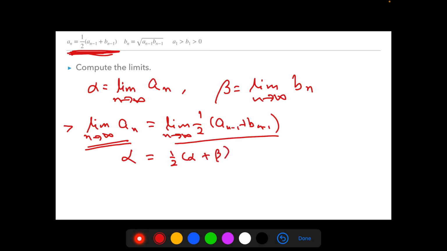And then what we can do is the following. Therefore, alpha equals beta. So, we have shown that both limits must be equal.